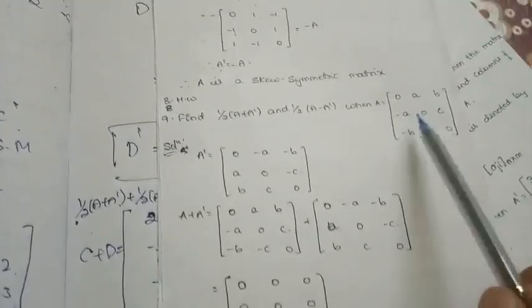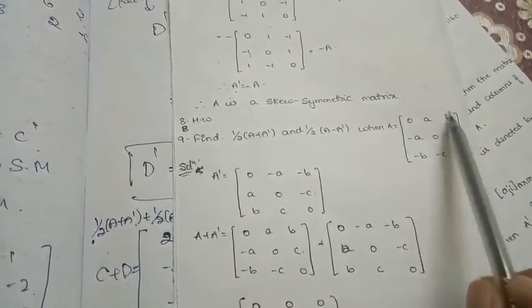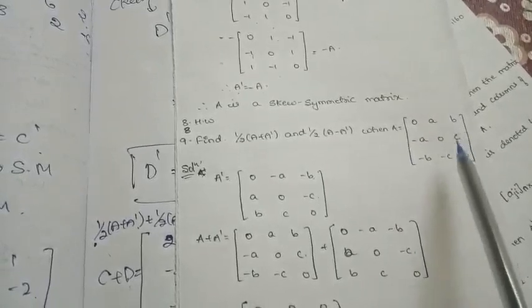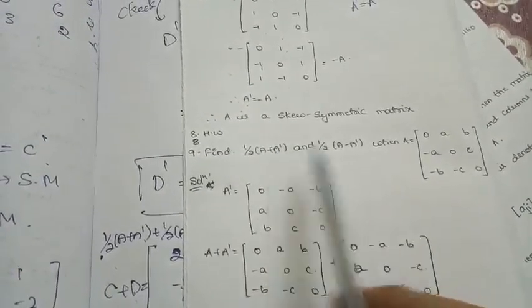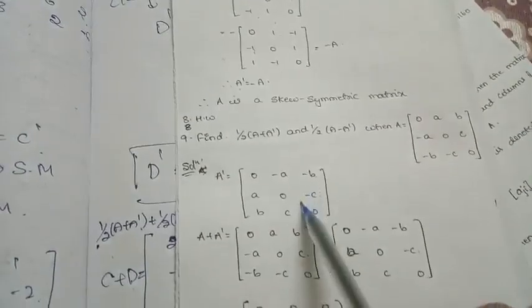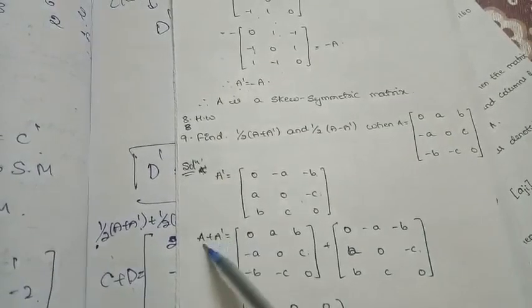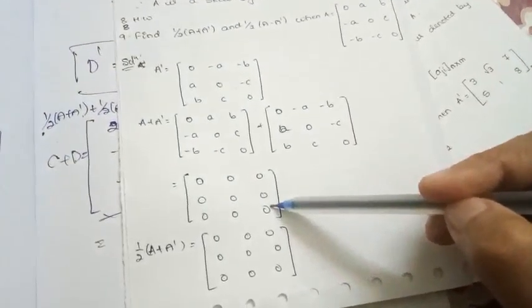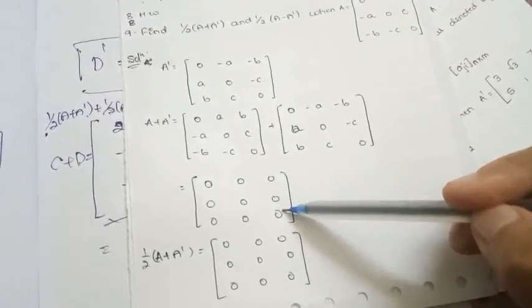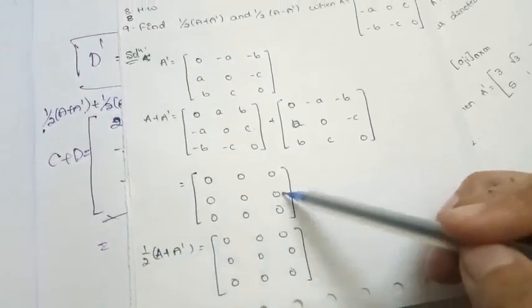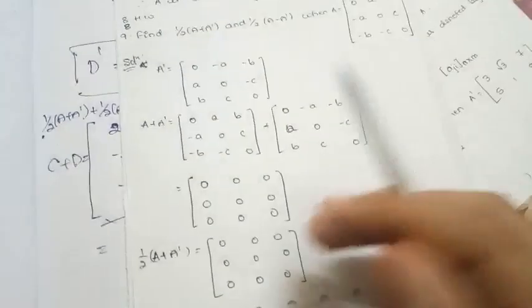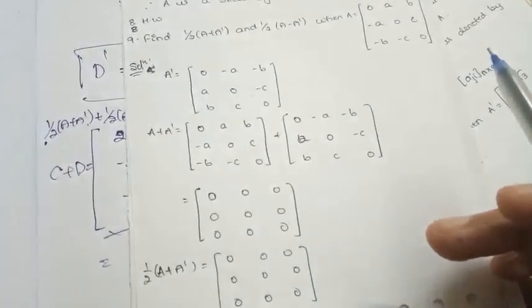And next, here they have given a matrix A, and they are asking you to find half of A plus A transpose and half of A minus A transpose. So they have given you matrix A. First find its transpose. After finding the transpose, find the sum of A and A transpose. So you will get the sum of A and A transpose, which is nothing but a 0 matrix. If you multiply half to the 0 matrix, the resultant matrix is again a 0 matrix itself.